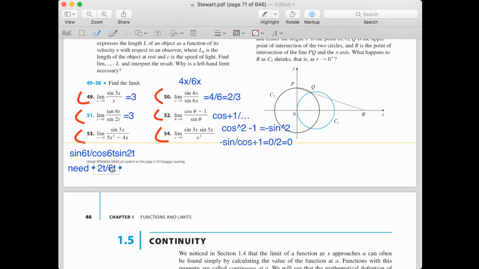Separate this. So then we're left with identity 2 becomes 1. We have 6t over 2t cosine 6t. Now we can plug in 0, right? Cosine 0 is 1, and t over t becomes 1. So 6 over 2, that's 3. Okay. All right.